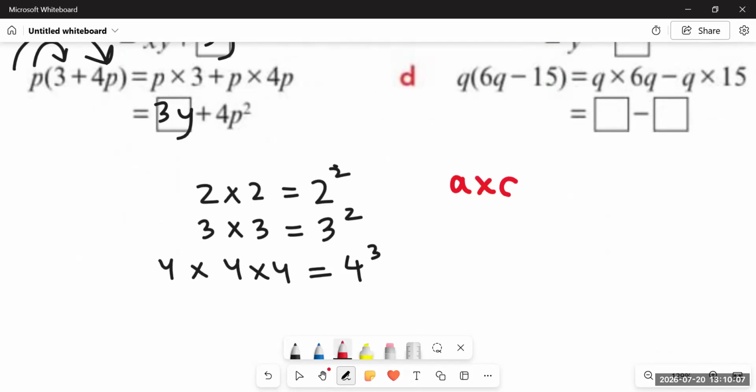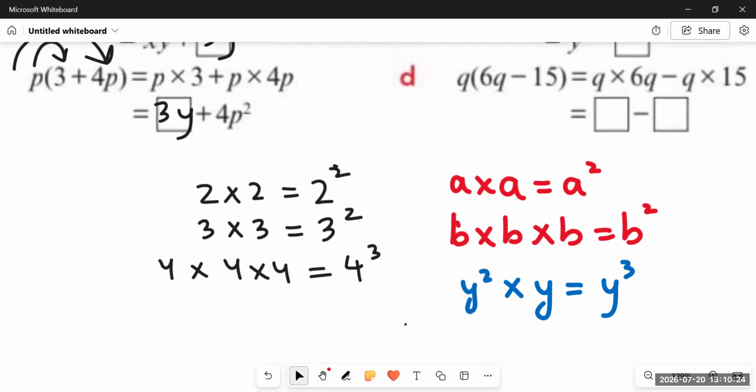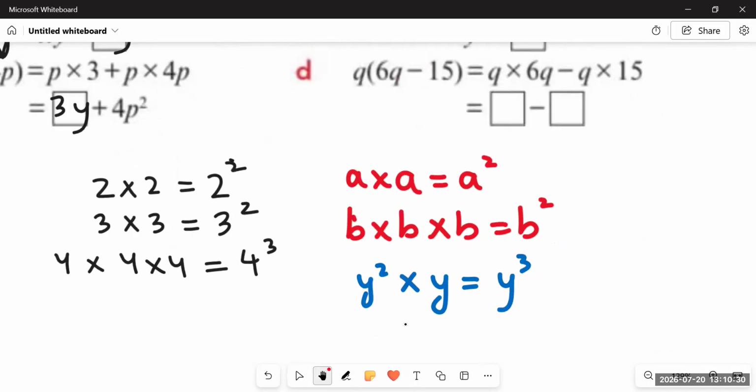a multiplied by a is a square. b multiplied by b multiplied by b is b cube. Or you can even say it's y square multiplied by y is equal to y power 3. So when we multiply the same variables, focus on the words that I'm using, when we multiply the same variables, their powers are added.